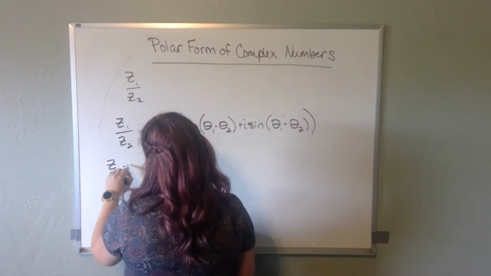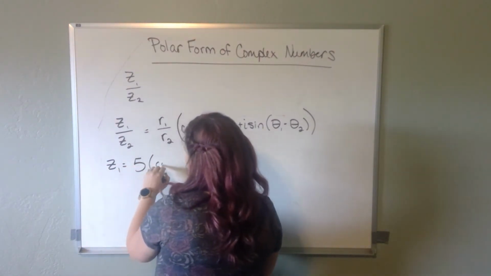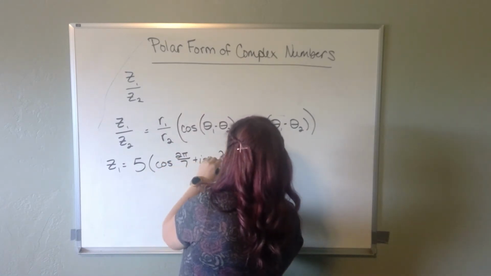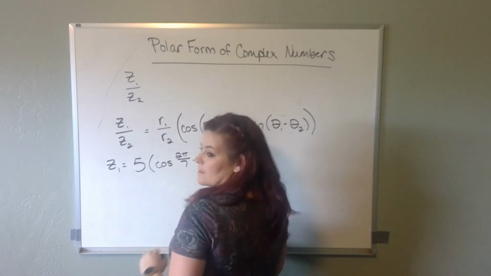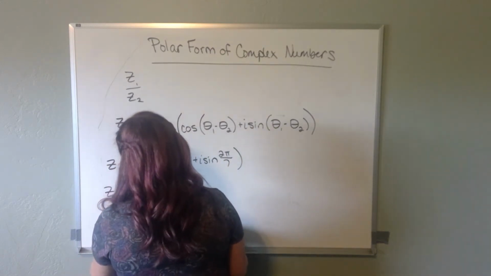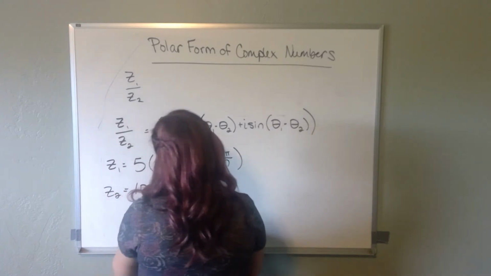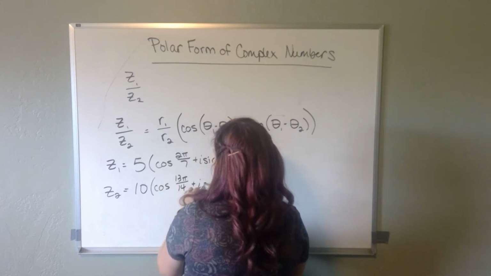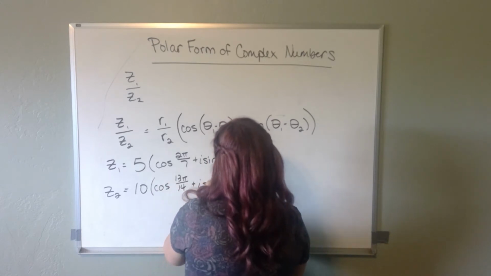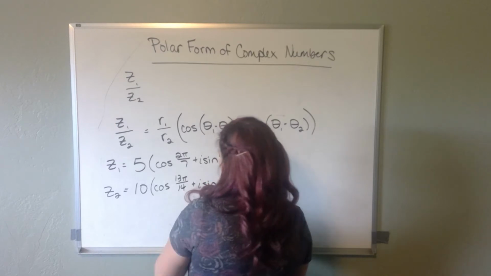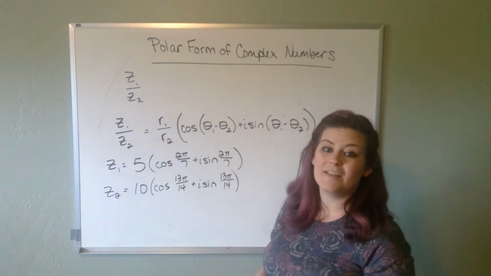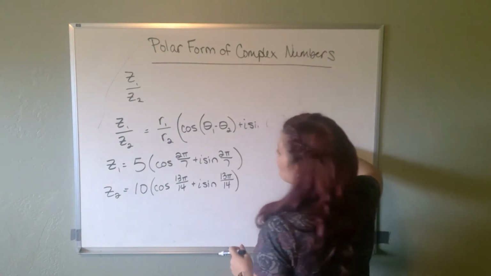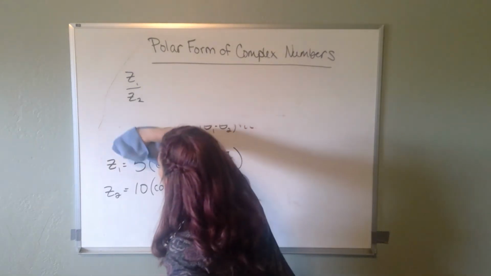Let's say that z1 is 5 times cosine 2 pi over 7 plus i sine 2 pi over 7. Let's say z2 is still 10 times the cosine of 13 pi over 14 plus i sine 13 pi over 14. And this time, let's divide the two. So I need a new r and a new theta, and then I'll put it all together in the polar complex form.